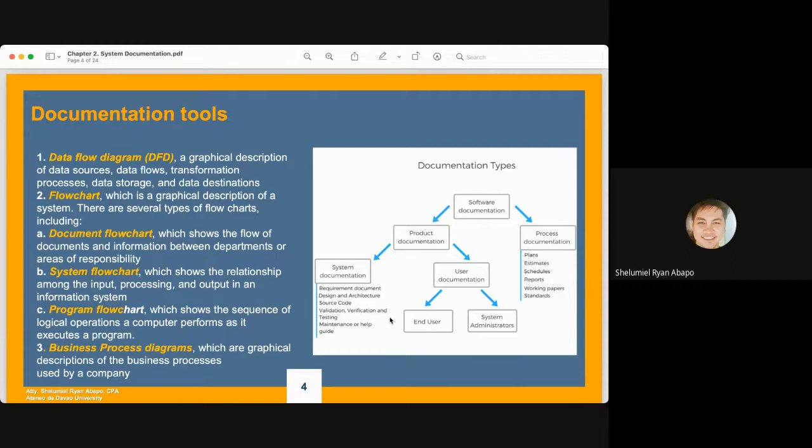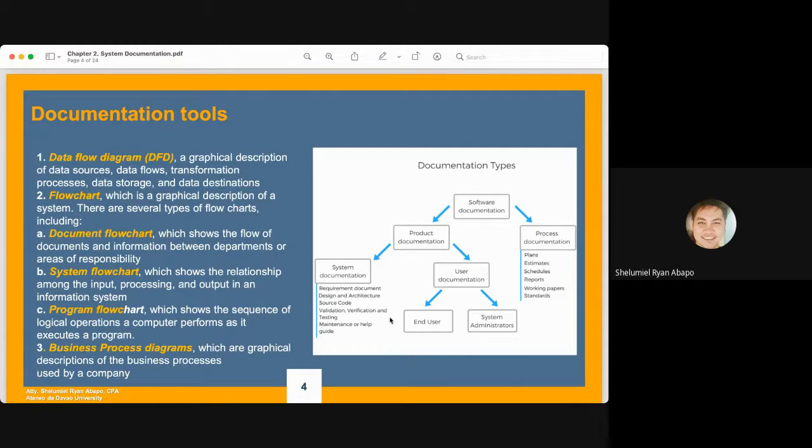Because sometimes in our mind, we already understood the entire process. But allowing others to understand it in the same clear picture that we have understood it is a tasking job, a tasking duty, which would require certain documentation tools. One, the first documentation tool would be the data flow diagram, or the DFD. The data flow diagram is a graphical description of data sources, data flows, transformation processes, data storage, and data destinations.